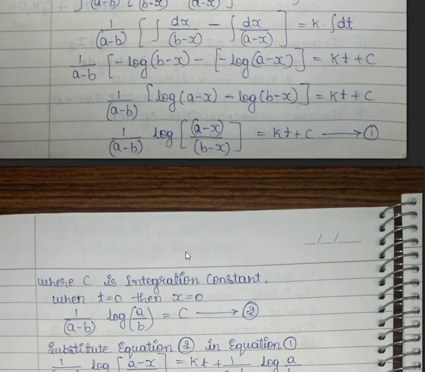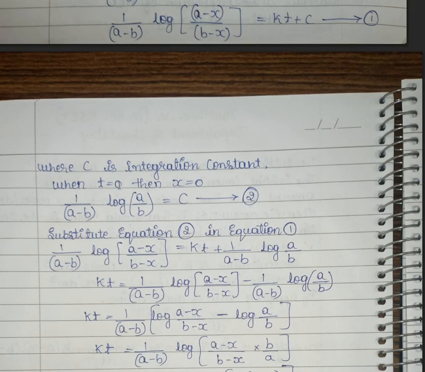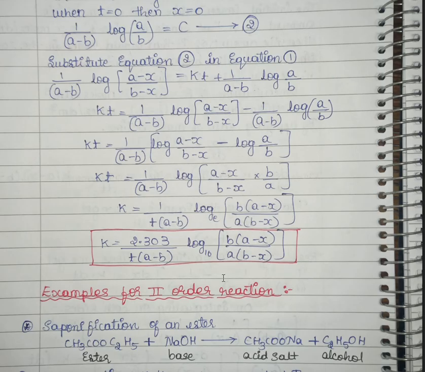In order to get the integration constant, once again we consider when t is equal to 0, then x is equal to 0. So 1 by a minus b log of b into a divided by a into b is equal to c. Substituting equation 2 in the above equation 1, and after simplification, we get the final equation k is equal to 2.303 divided by t into a minus b, log to the base 10 of b into a minus x divided by a into b minus x.